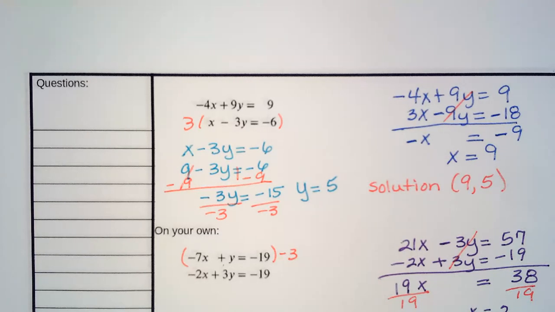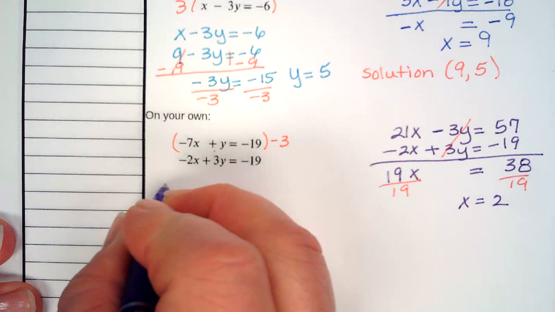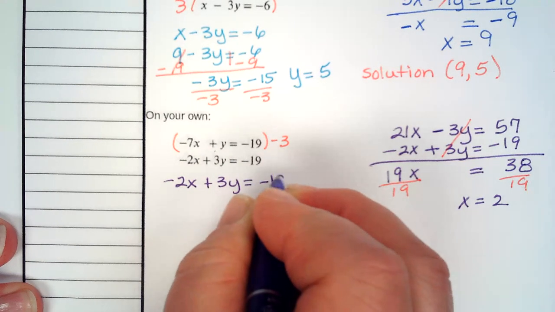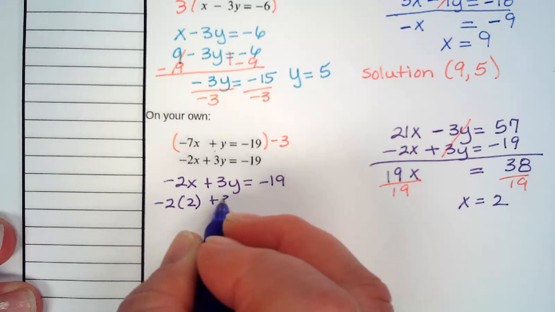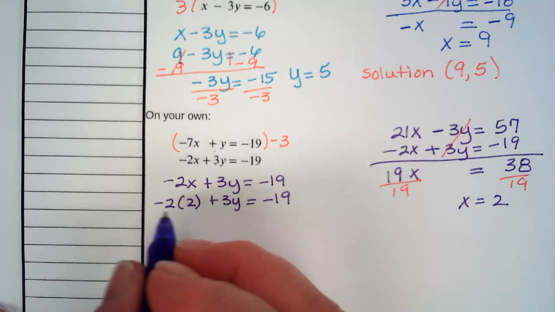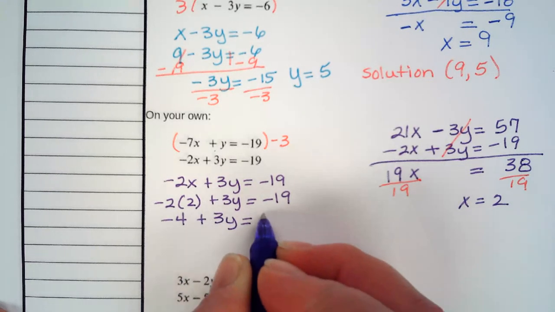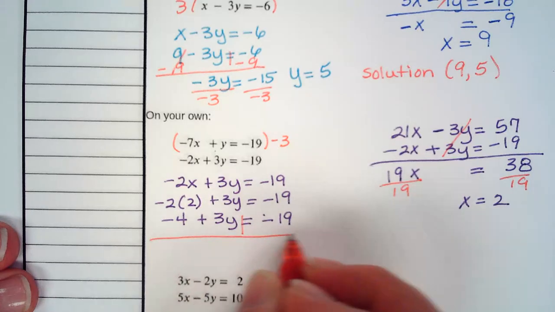Now you've still got to decide whether to use the first or the second equation. Does not matter. So if I'm going to use the second equation, negative 2x plus 3y is equal to negative 19. Negative 2 times 2 plus 3y is equal to negative 19. Negative 4 plus 3y is equal to negative 19. So I'm going to add 4 to both sides.